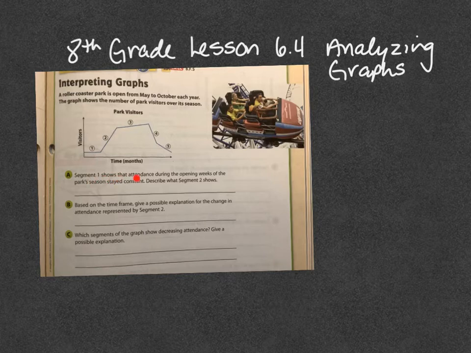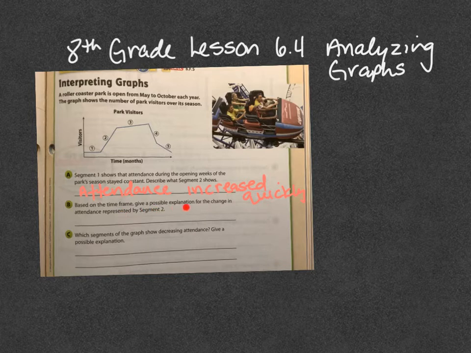So segment 1 shows attendance during the opening weeks of the park season stayed constant. Stayed constant, meaning they had some visitors, not a lot, but it stayed that amount each day for that period of time. Describe what segment 2 shows. Well, what happens in segment 2 compared to segment 1 where it was constant? You're right, it climbed up pretty rapidly, right? Let's go ahead and record that. So I used the words attendance increased quickly. You may have worded it in a different way, but just as long as we all have the point across, the attendance rose, it went up.